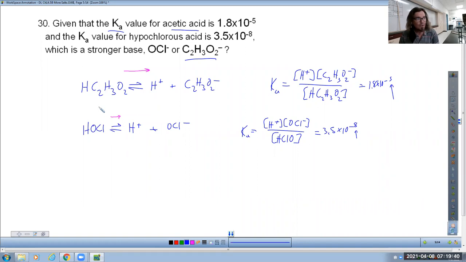Okay, so I'm gonna write right below this, stronger acid equals weaker conjugate base. Down here, weaker acid equals stronger conjugate base. Now go up and answer the question. Which is the stronger base? It must be the hypochlorite ion is the stronger base because it's part of a system, part of an equilibrium with a weaker acid. Also, number 30, very important question.